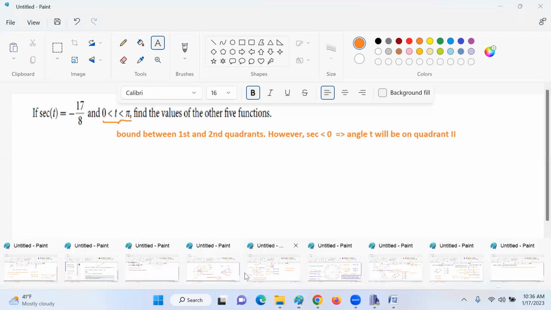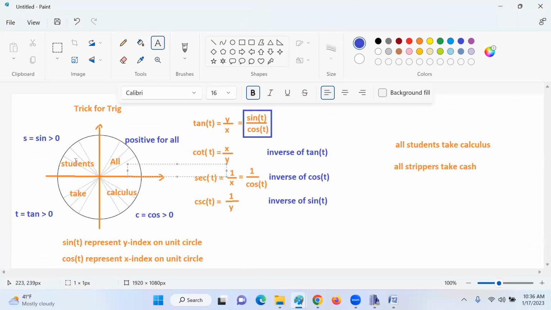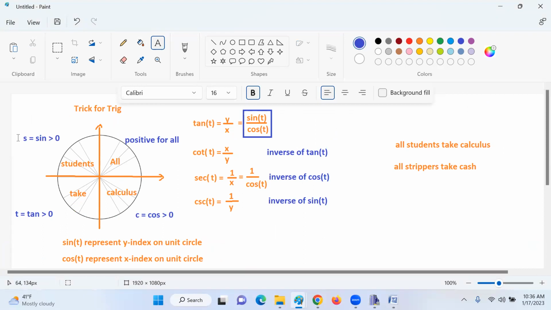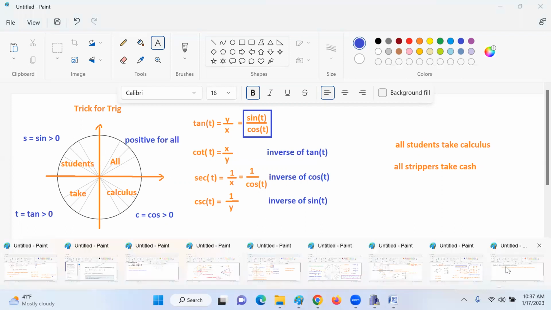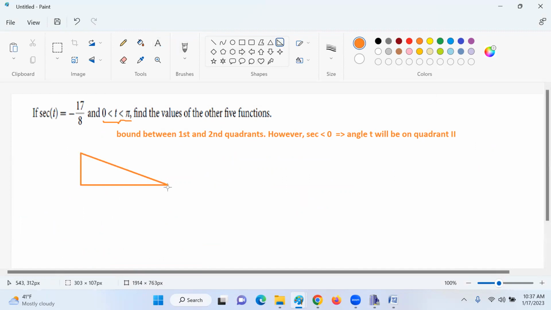So now on the second quadrant, we know that only sine is positive, correct? In the first quadrant, everything is positive, but in the second quadrant, only sine is positive, right? The cosine and tangent are negative, and so on and so forth. So when we draw a right triangle, you gotta be careful. Okay, so this is what we have for angle t.